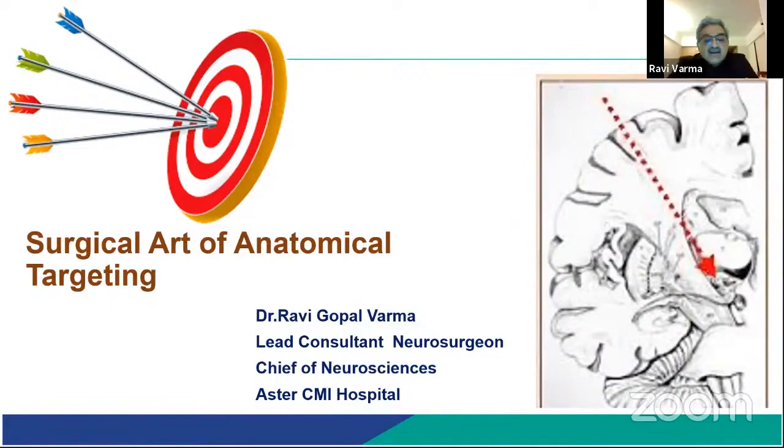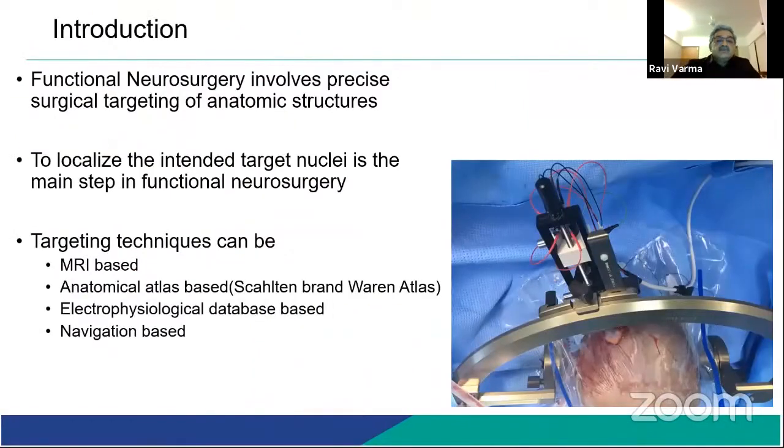I think the most important thing in DBS is to reach the right spot and have the right benefit. That includes all that Dr. Sandeep has said, what Dr. Rukmini is going to say, and finally all the complications. When we put everything into perspective, that is what leads to the success of deep brain stimulation. Functional neurosurgery involves precise surgical targeting of certain anatomical structures. Localizing these anatomical structures is one of the most important steps in functional neurosurgery.